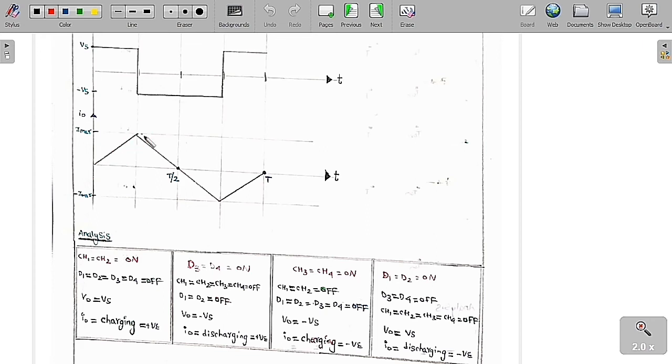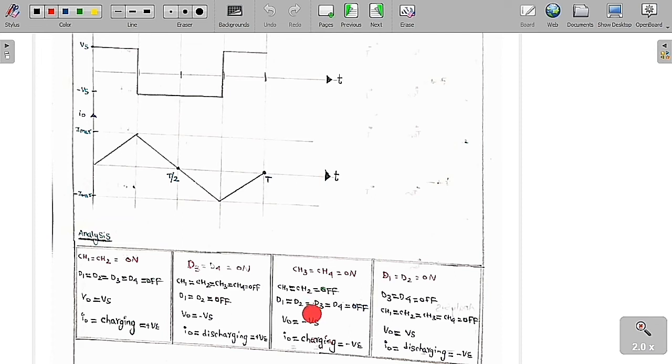So current is going to get increased. In the second case, D3, D4 are on, which means remaining everything is off. So chopper 1, chopper 2, chopper 3, chopper 4 are off, and also D1, D2 are off except D3, D4. We can see clearly from the circuit diagram. Therefore V0 is equal to minus Vs, and the current in the inductor is going to get discharged. It is going to decay.